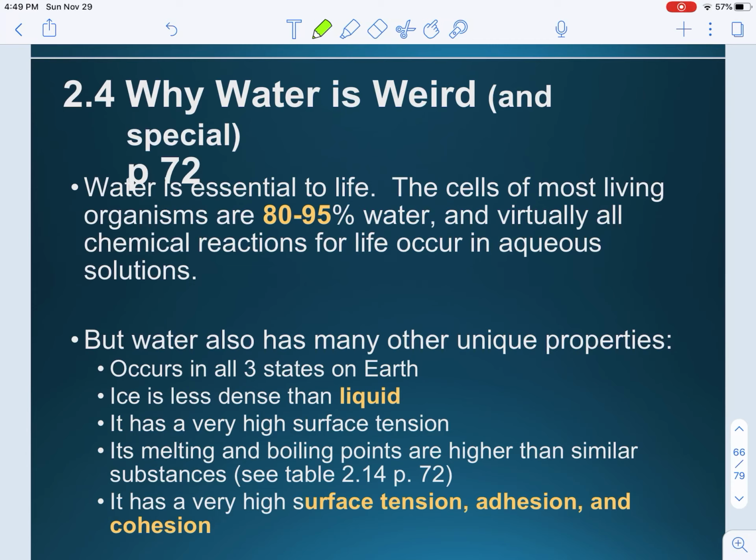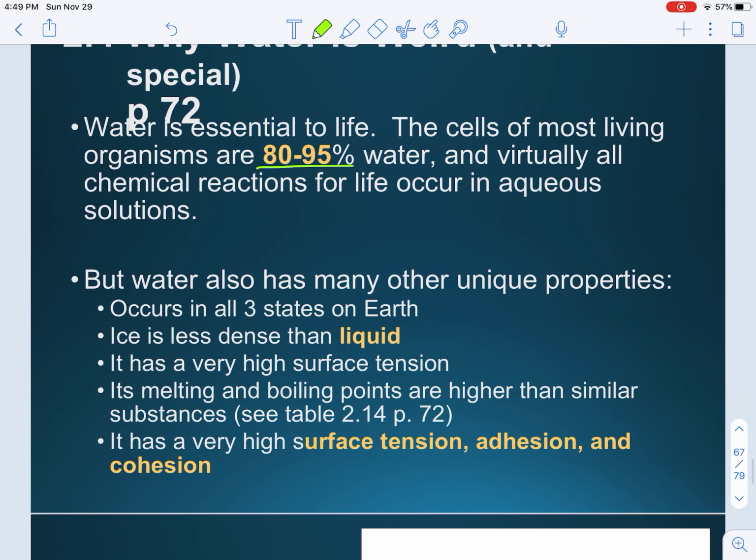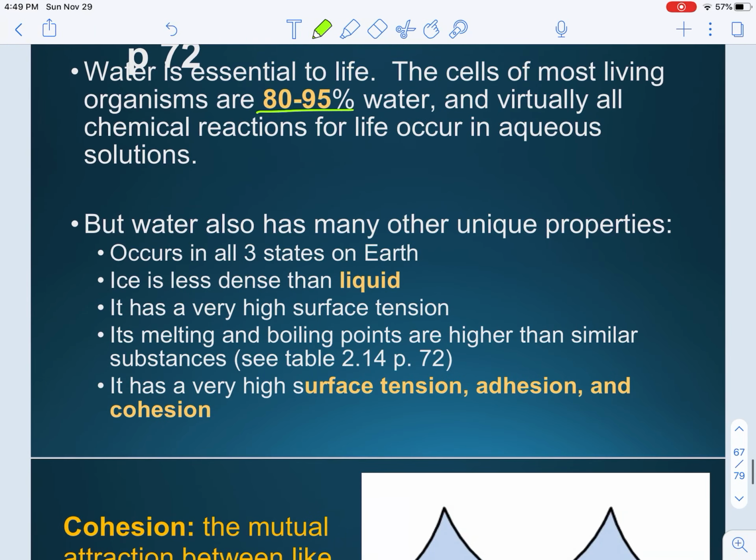We know how important water is to our body and to our health, as we are a majority of water, and so are most living things. Unique qualities about water is that all three states are found on Earth. The frozen version is less dense than the liquid version, and that's not the case for pretty much any other substance. If you have a frozen version of another substance, it will sink in that liquid.